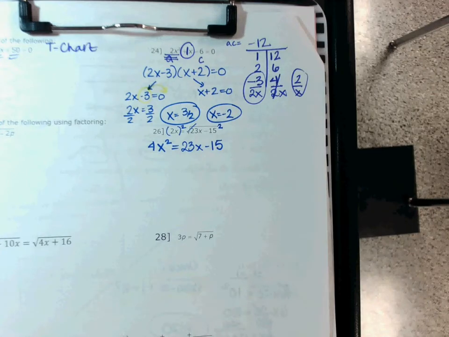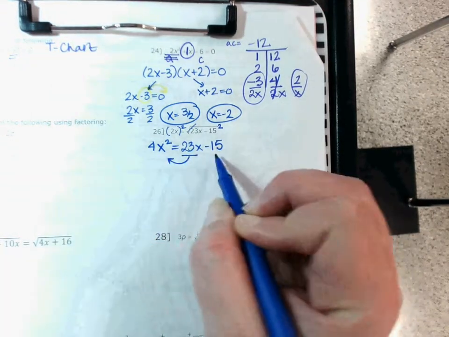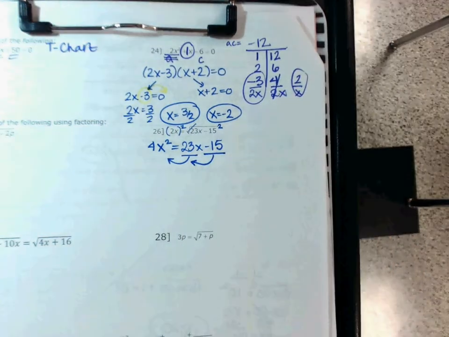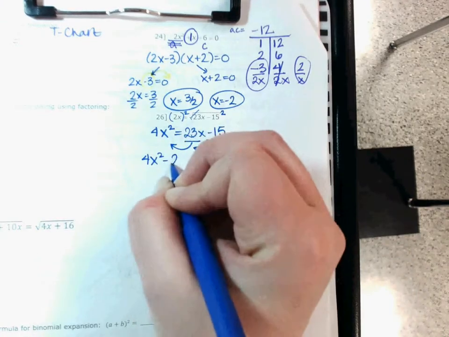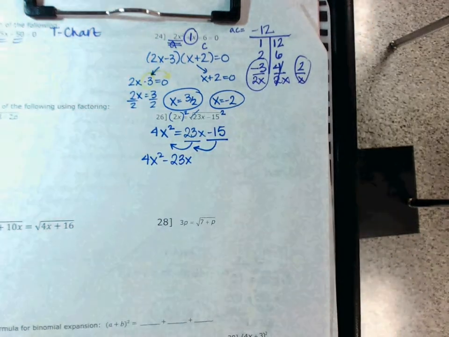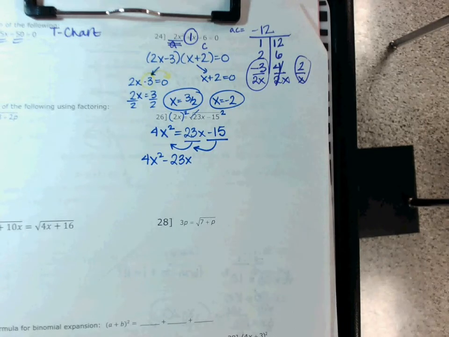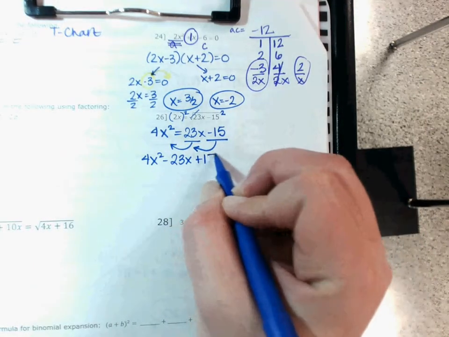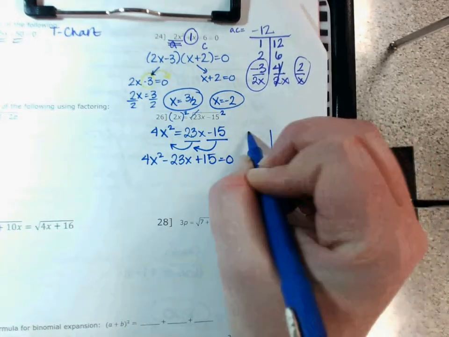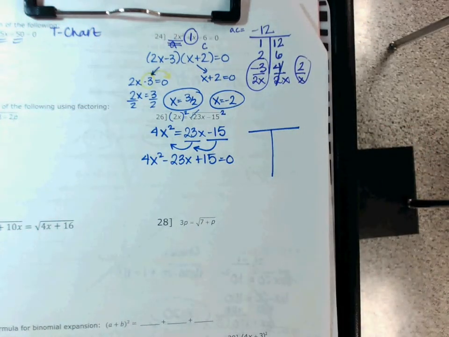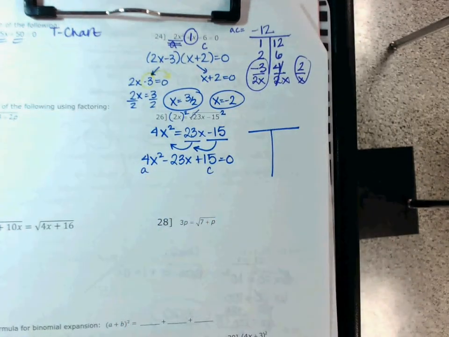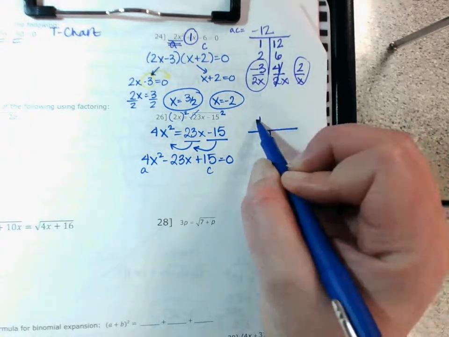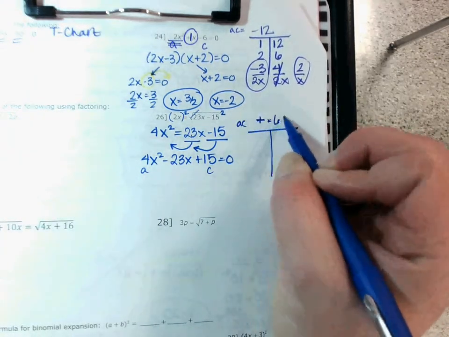Okay? Then from there, these guys have to move over. So instead of a positive 23x, when it moves over, that's going to be a minus 23x. And then instead of a minus 15, now it's a plus 15. And then we're going to set up our chart from there. So 4 times 15 is my A times C. What's 4 times 15? 60. Very good.